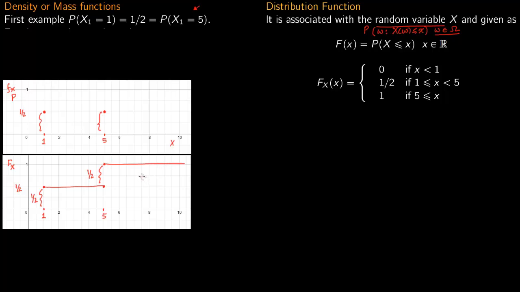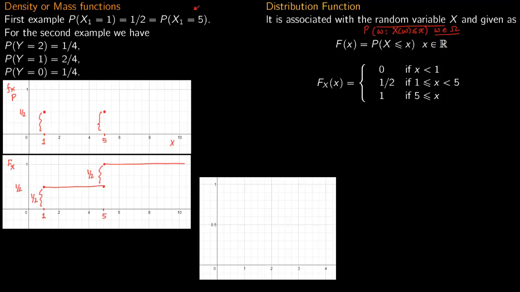Now let us consider another example. So again, you have another random variable capital Y. When it takes value 2, the probability associated is 1 by 4. When it takes value 1, probability associated is 2 by 4. When it takes value 0, probability associated is 1 by 4. So let us draw this.